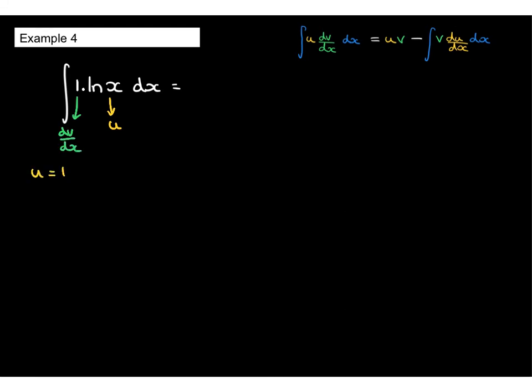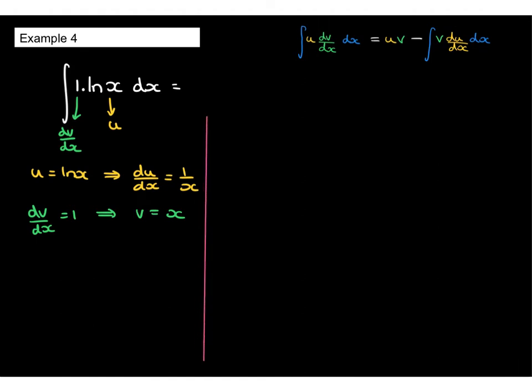So u equals ln x, which gives me du by dx is equal to 1 over x, differentiating, and then dv by dx is going to equal 1, which we can integrate to give us v equals x. So let's take a look at the formula. So remember, we first of all want the product of u and v, so that's ln x multiplied by x.